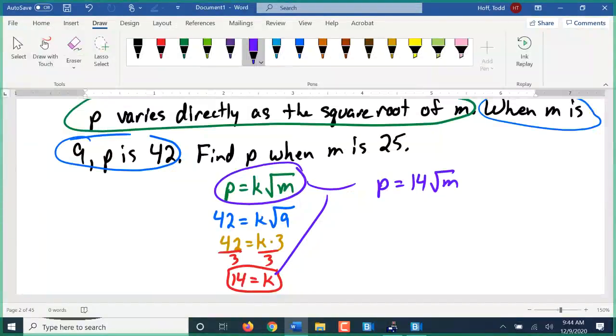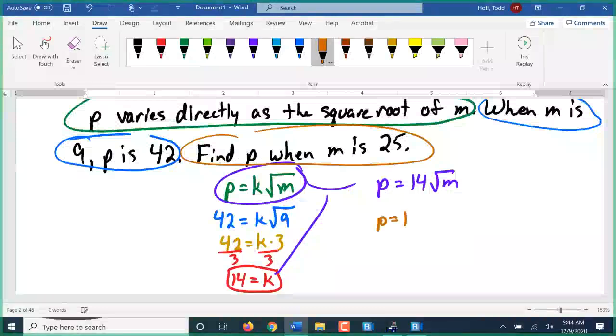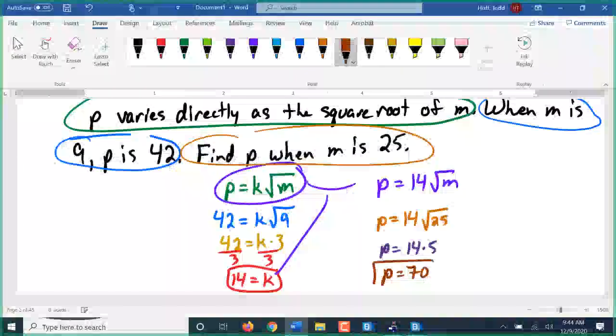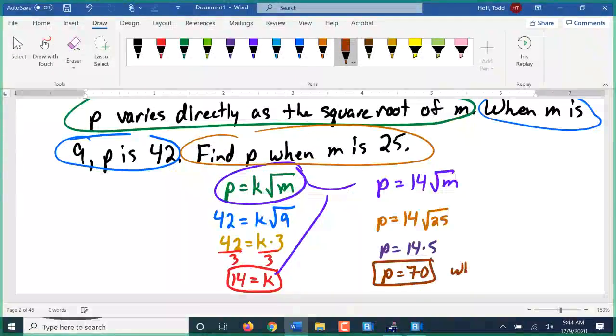And now we're asked to find P when M is 25. So we just put 25 into the formula for M. So P equals 14 times the square root of 25. Well, the square root of 25 is 5. So P equals 14 times 5, or P equals 70 when M equals 25.